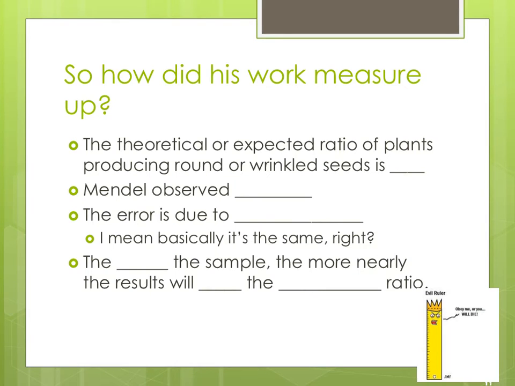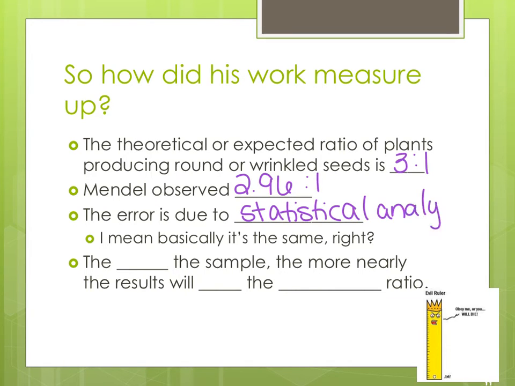Based on Mendel's work, how did his work really measure up? Well, the theoretical or expected ratio of the plants producing round or wrinkled seeds should be about 3 to 1. Mendel actually observed 2.96 to 1. Any error in it is due to statistical analysis. Which means he's basically right. It's basically the same as the theoretical yield. However, the larger the sample size, the more nearly the results will mimic the theoretical.